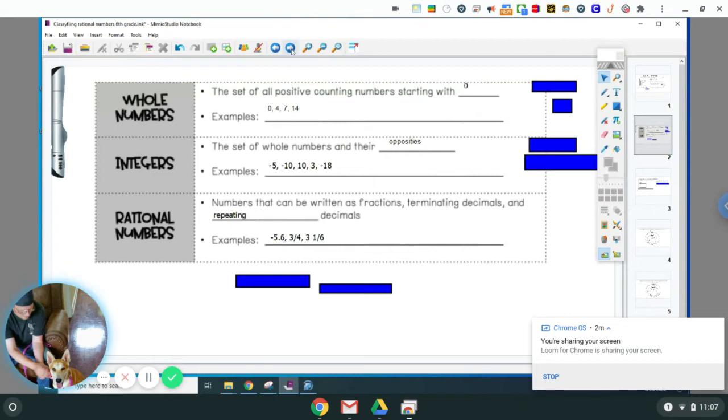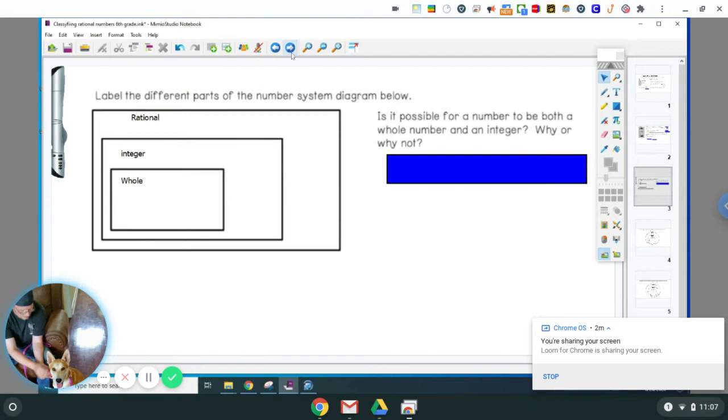So now what we're going to do is classify them on a Venn diagram. Or we're just going to look at the parts of a Venn diagram. You see how rational is the biggest square? Inside the rational is an integer, and inside that is a whole. So that means if you're a whole number, you're also an integer and a rational. If you're an integer, you're also rational.